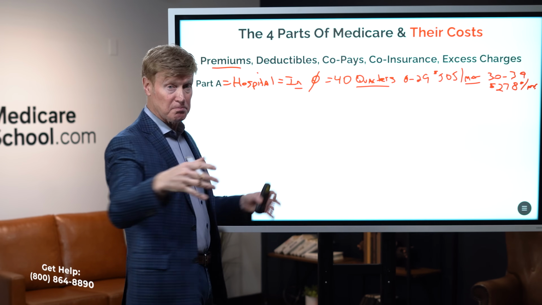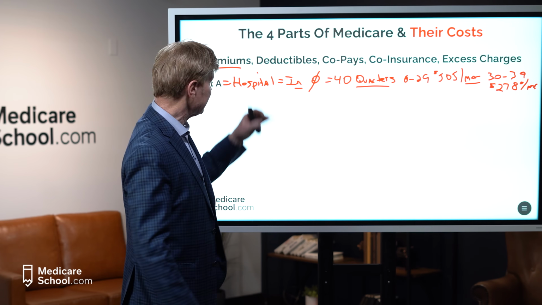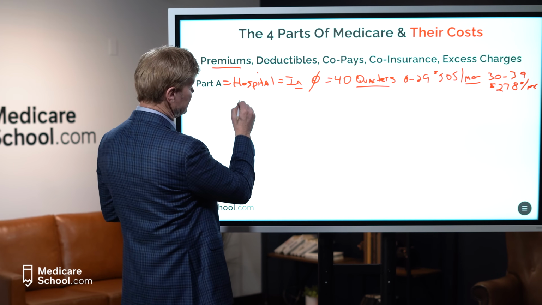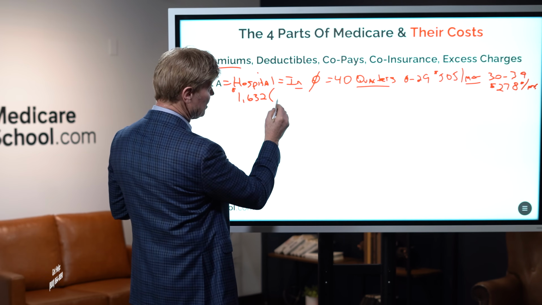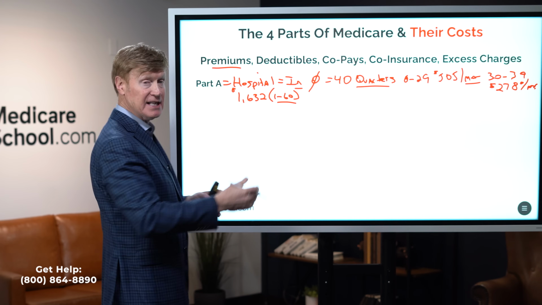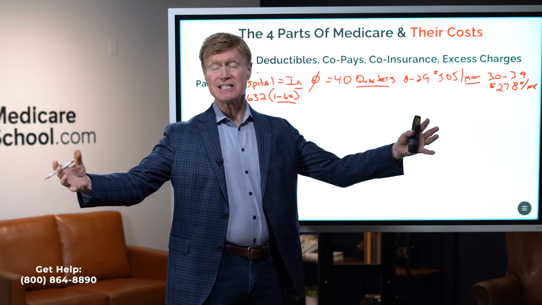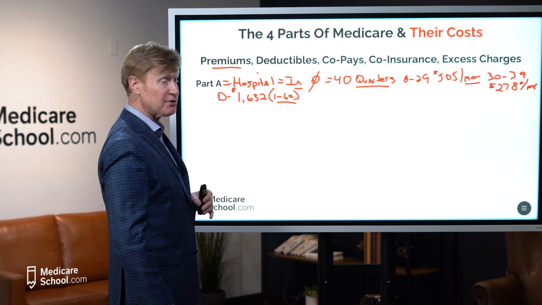Now let's talk about the other aspects of out-of-pocket expenses. Well, we do have a deductible. Medicare Part A right now has a deductible of $1,632. And this is what we pay for up to a 60-day stay in the hospital. So it doesn't matter if I'm in 1 day, 2 days, 10 or 60 days, I'm going to be responsible for a deductible of $1,632.